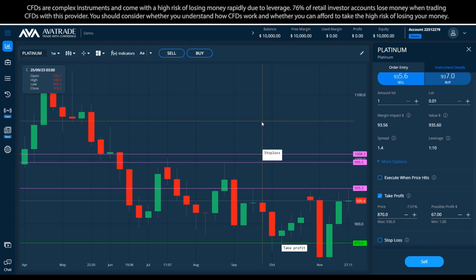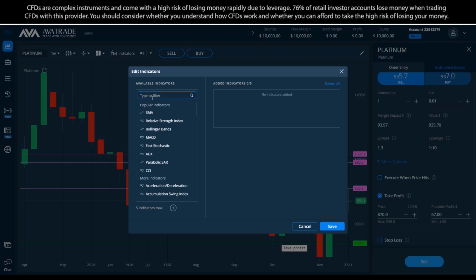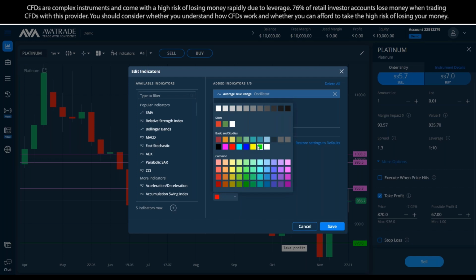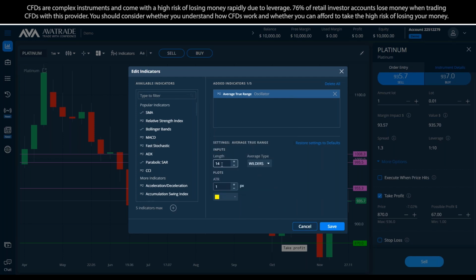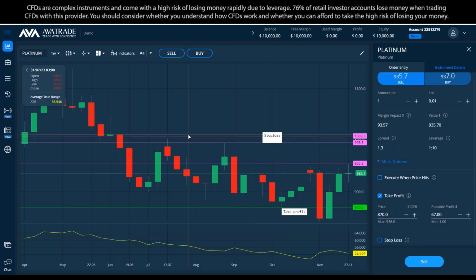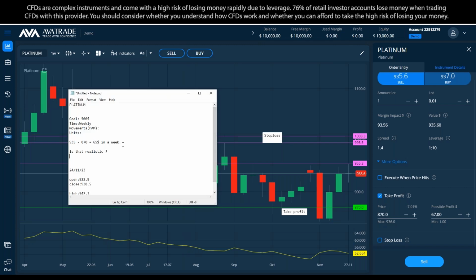Okay, let's use an indicator to know the range of how much platinum can move in a week, shall we? Let's click on indicators. Let's just place ATR for average true range. I'm going to click and drag it to the right. At this stage, I'm going to keep it as it is. I don't want to play with it too much. Just Wilder's, 14 and 1 pip. Click save, and the range, ladies and gentlemen, is 52 per week. 52 per week, and our estimation was 65.